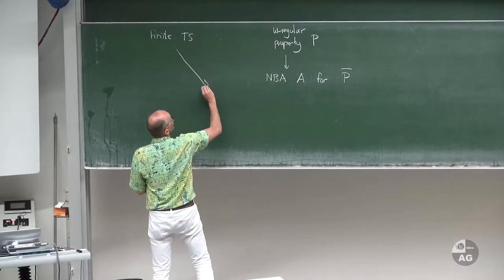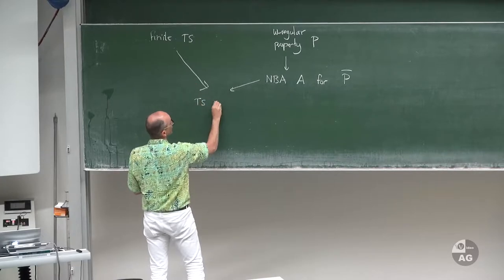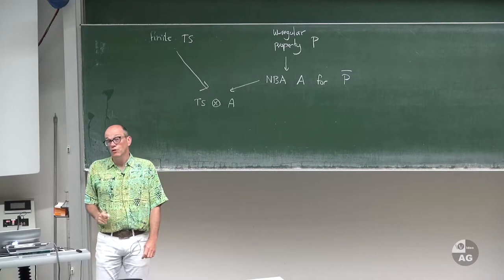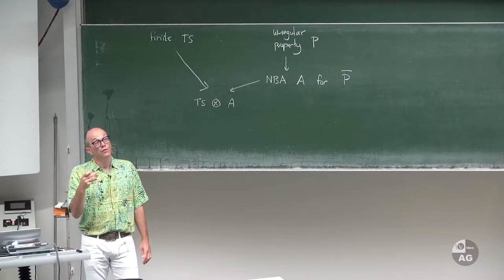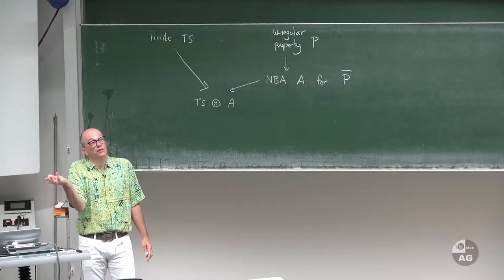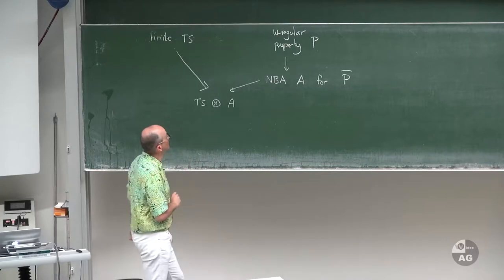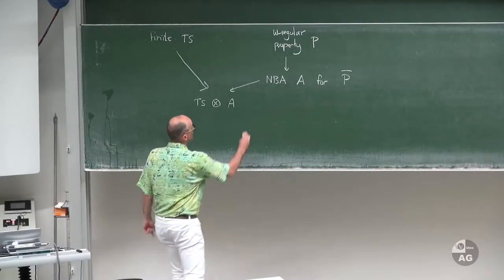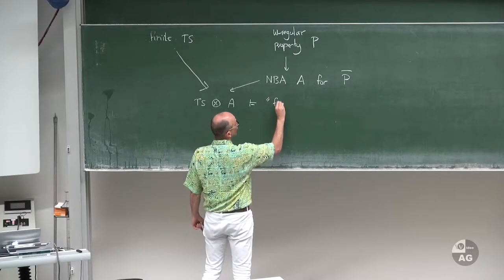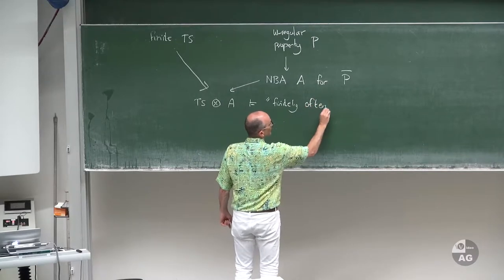Now we're going to do the same thing. We're going to take this transition system and this NBA, and in the same way as above, where we constructed this product with an NFA, now I'm going to take an NBA. Syntactically, these are the same objects. So the product, as we're going to see, remains the same. And what we're going to check is that we only have finitely often F.